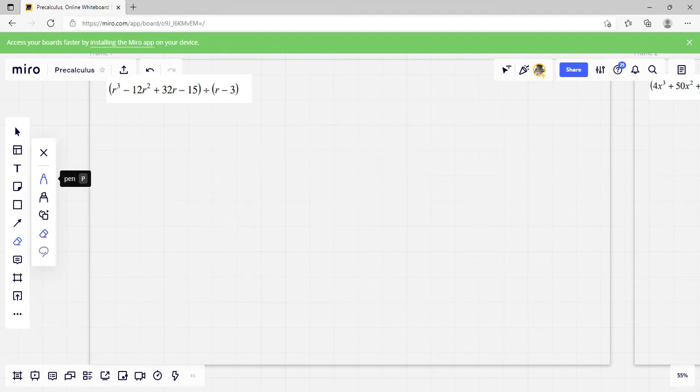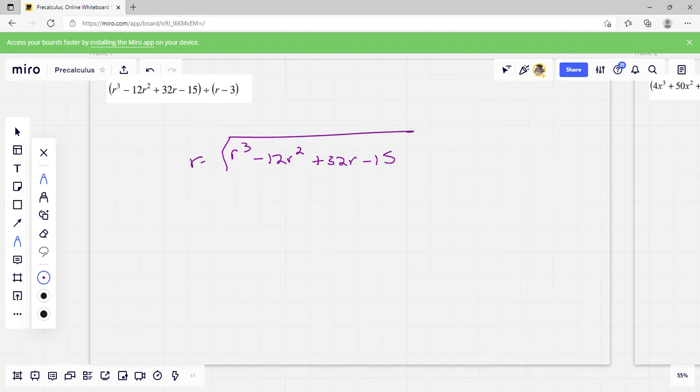So this asks us to divide r to the third minus 12r squared plus 32r minus 15, and we're dividing that by r minus 3. Okay, this is very similar to long division. The first thing we're going to do is look at this r and figure out what we have to multiply r times to get to r to the third. We have to multiply it times r squared.